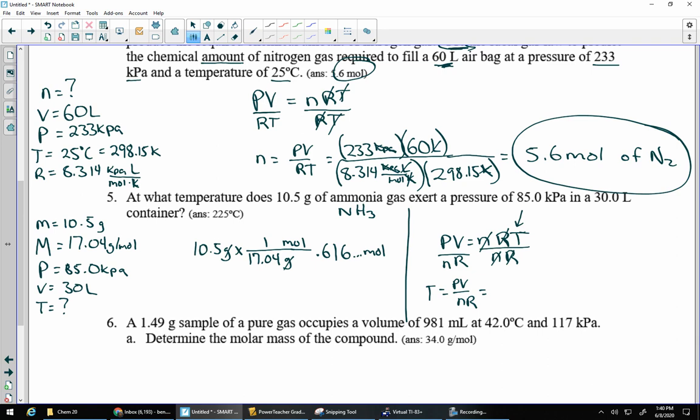So the pressure, 85 kPa, times the volume, 30 liters, divided by the amount, 0.616 moles. I know it's 0.6169 something, something, but just keep those in your calculator till later. And then 8.314 kPa, there we go, messed it up a little bit, times liters over moles times Kelvin.